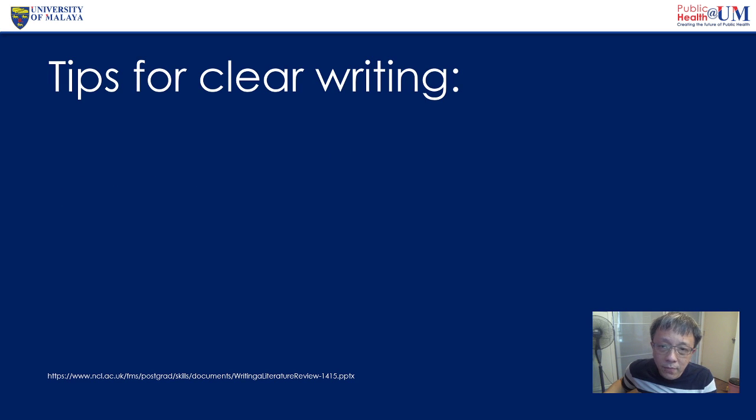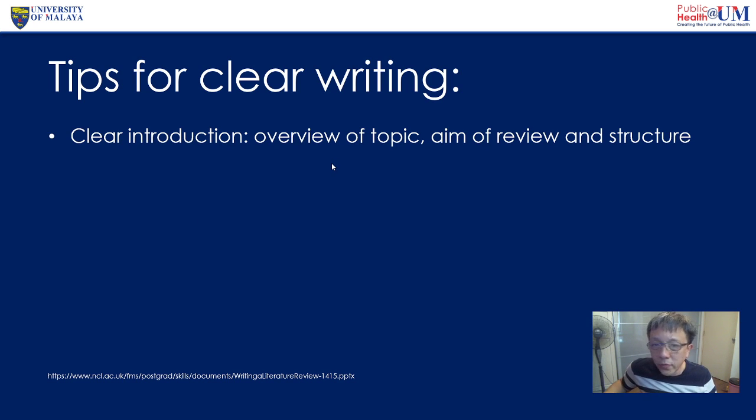Alright, tips for clear writing: a clear introduction, overview of the topic, aims and review of the structure. It's always nice to tell them, okay, in this chapter, the literature review, this is what I'm going to present. That means you have one paragraph summarizing what is in your literature review. All right, by summarizing that, people understand how you want to progress. So by having one or two paragraphs to summarize what you want in chapter 2, then you start writing chapter 2. Or you can do it after you have finished chapter 2, then you write a clear introduction of what you want over your topic.